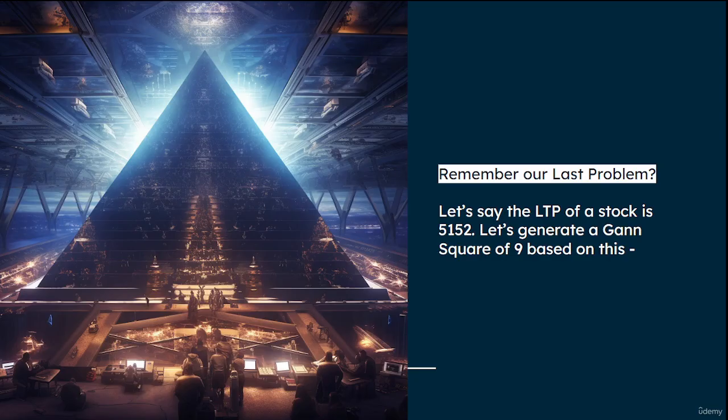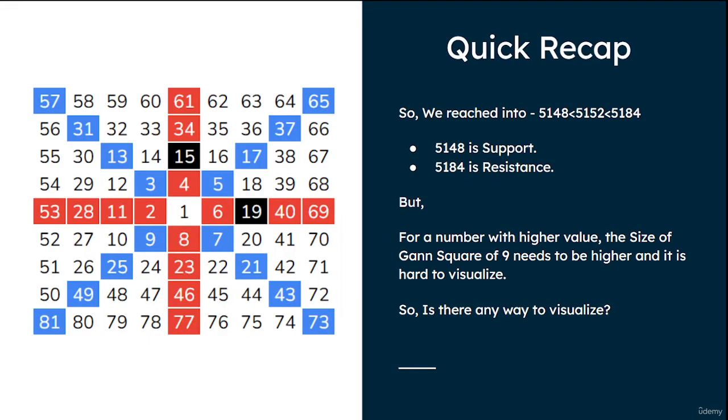So in the last module, we have seen that if you are given a number, let's say the current stock is trading at 5152, we calculated the Gann square of 9 support and resistance using the concept of Gann angle. But we do not want to do the same mathematics again and again. Is there any way to visualize it?